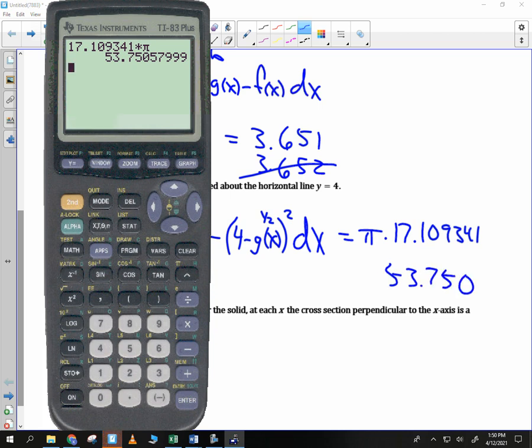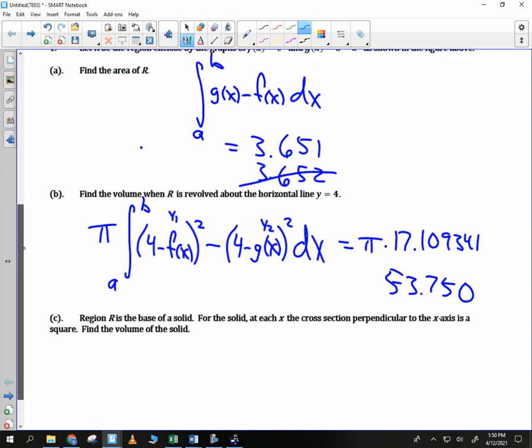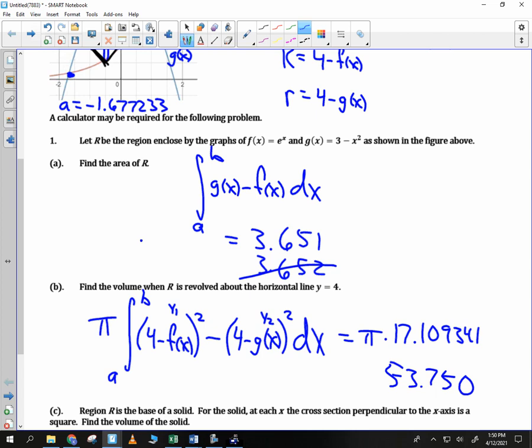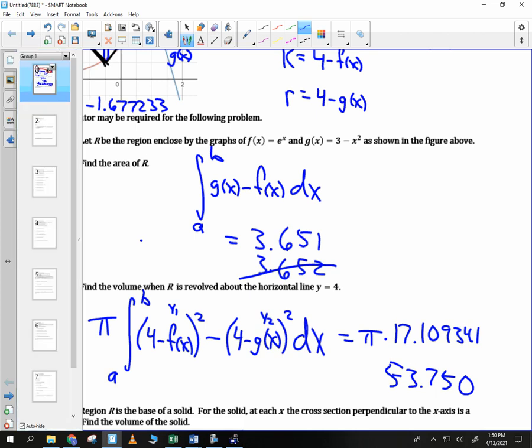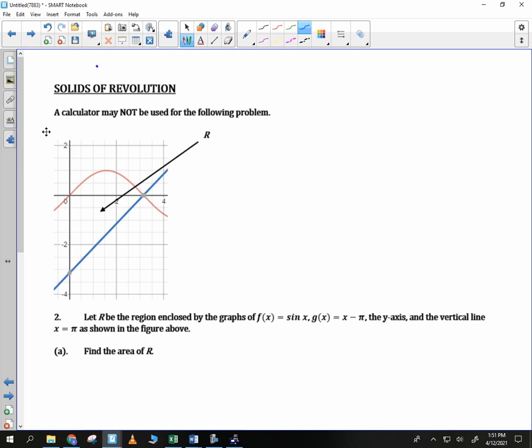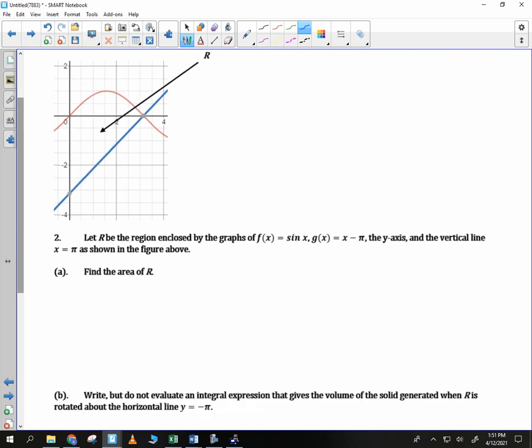53.750. So you could have 53.750 or 53.751. Either way would be correct. We're not going to do the next one. If you want to use your calculator, that's fine, but you can actually do it without using your calculator. Press pause, you can try the next one.